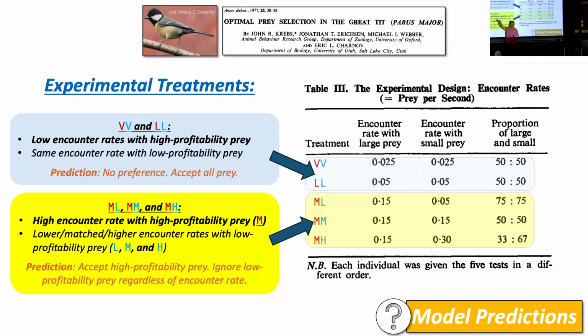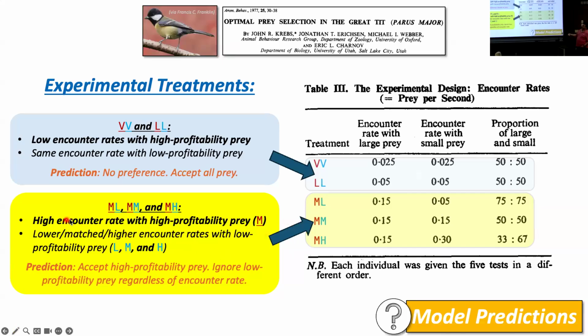And in theory, you would predict that there would be no preference and they would just be a generalist, because you always eat the high profitability prey if it's available, but if it's not available, you eat the low profitability prey. But then down here, under these conditions, you always accept the high profitability prey. That would be the main prediction of the prey model.